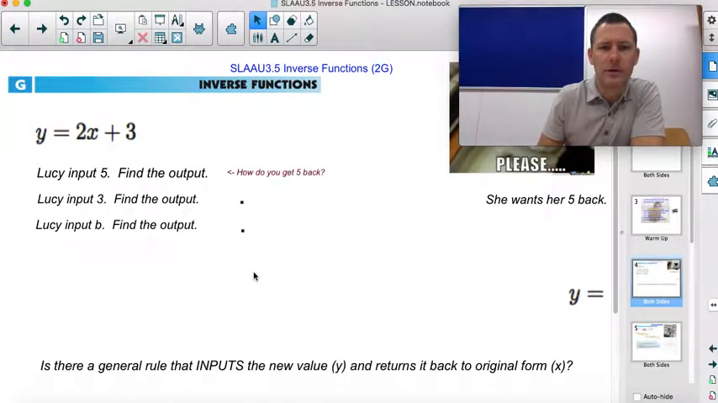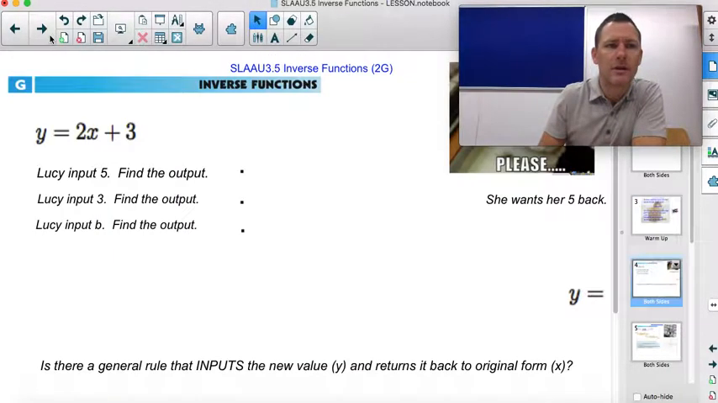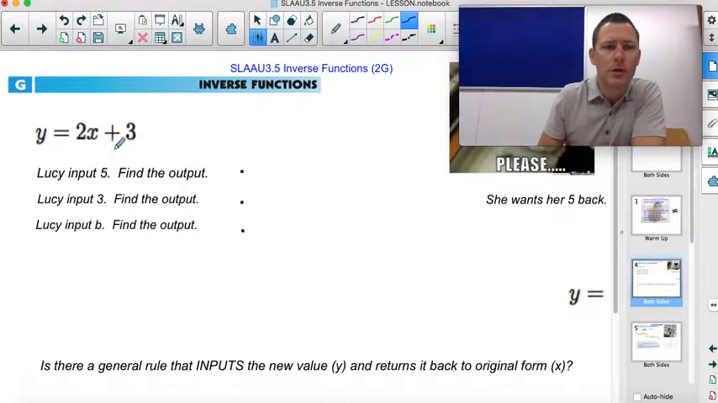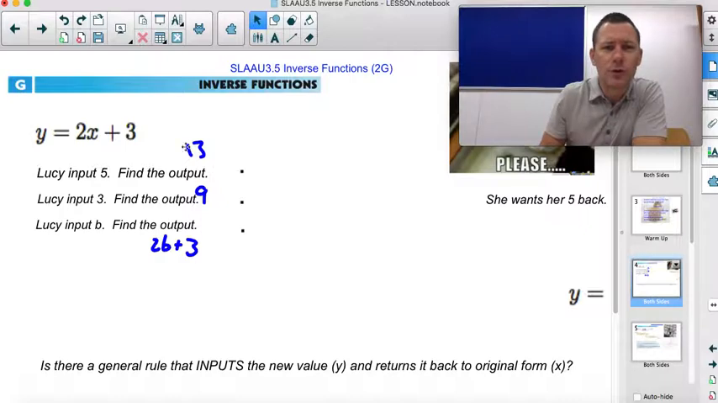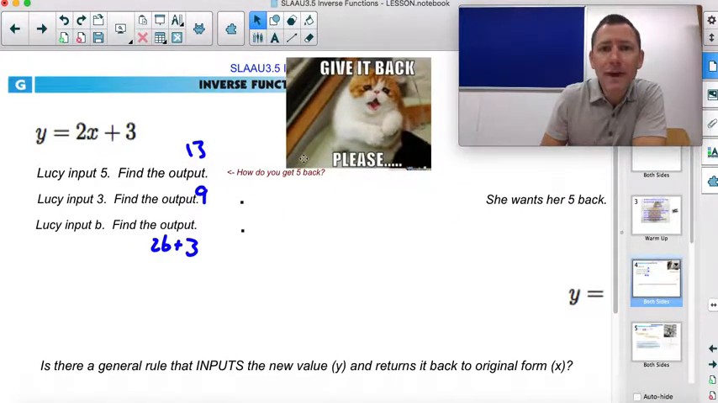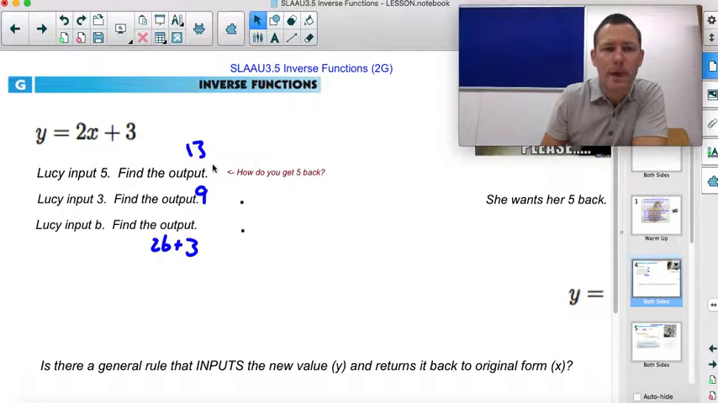All right, if you put in 2, if you put in 5, you get 13, right? If you put in 3, you get 9. And if you put in b, you get 2b plus 3, right? So if you have a 13 and you want your 5 back, what do you have to do to 13 to get your 5 back? How do you get that back?